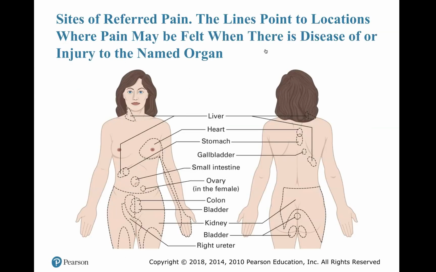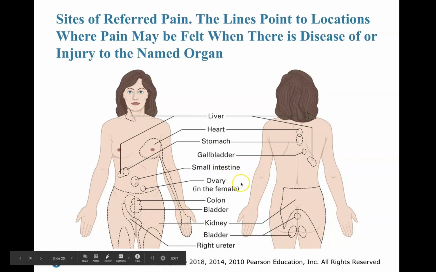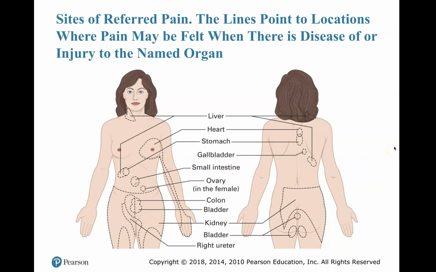So here's a figure that's going to show you the sites of referred pain. The lines point to the locations where pain may be felt when there is a disease of or injury to the named organ. So just some examples here. You see the liver is here, can be referred to the neck. The heart here can be referred to the left breast, down the left arm, and so forth. Again, more figures that you gotta study and understand.